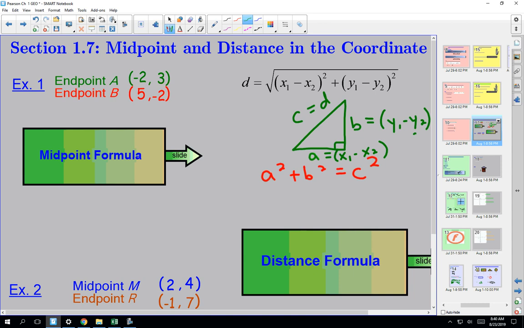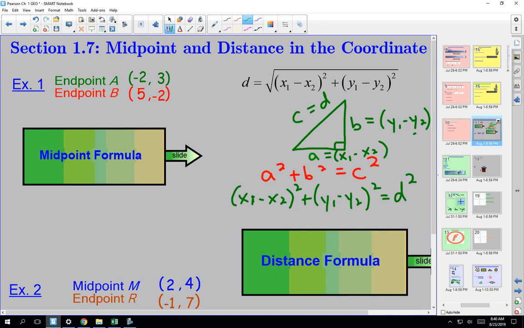Think about it. Y1 minus y2, that's just subtracting the y coordinates, the second coordinates, the vertical ones, to get that distance. And then x1 minus x2 is just subtracting the horizontal, the first parts of the coordinates, to get the horizontal distance. So if I pop these in here and here, we'd have x1 minus x2 squared plus y1 minus y2 squared equals d squared.